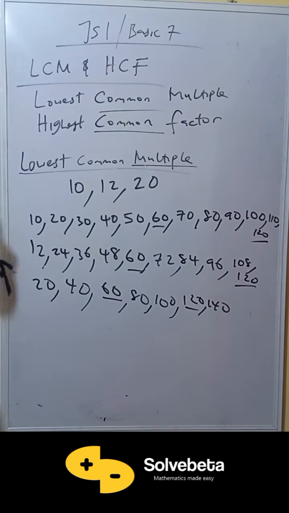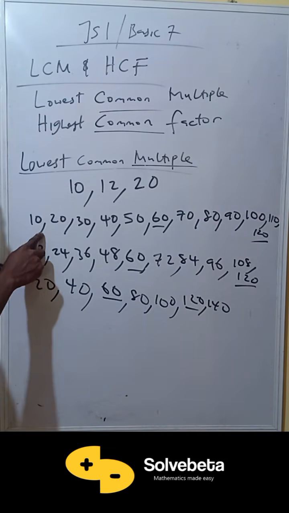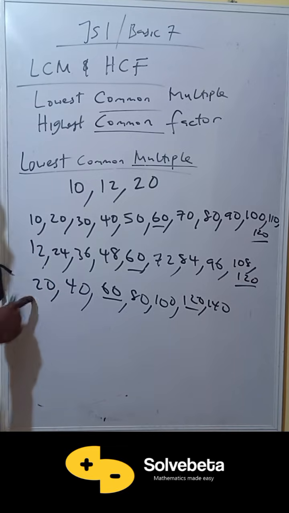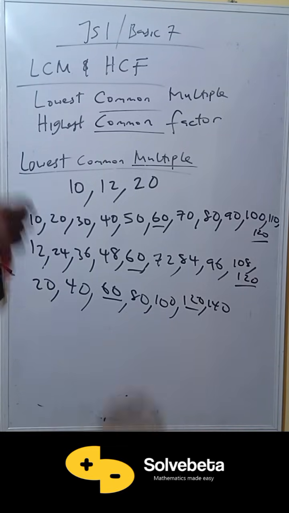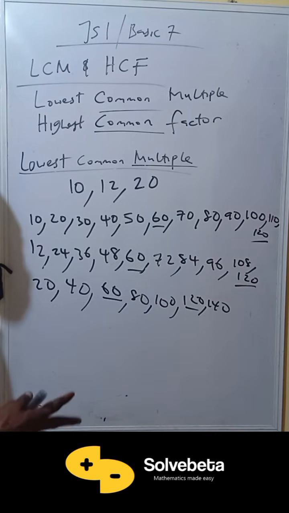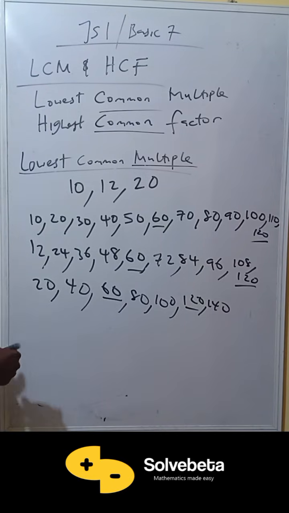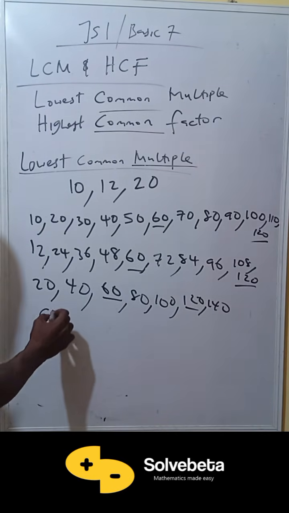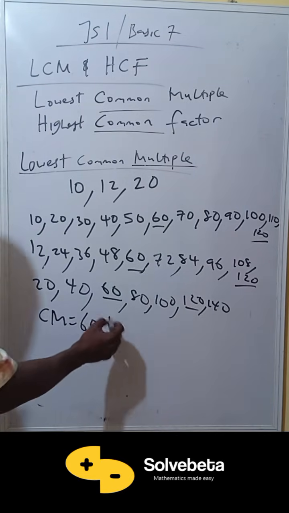Remember I said that you cannot find the highest common multiple, because there's an uncountable amount of multiples of these numbers, so we cannot specify which one is the highest. So we cannot say this is the highest common multiple of the 3. Take note of that. So it means that the common multiples are 60 and 120.